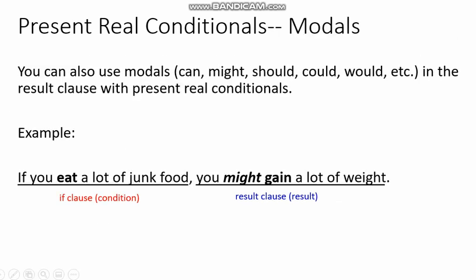Now you can also use modals such as can, might, should, may, could, would, etc. in the result clause with present real conditionals. Let's take a look at this example. If you eat a lot of junk food, you might gain a lot of weight. So we use the modal might with the present simple of gain in our result clause.